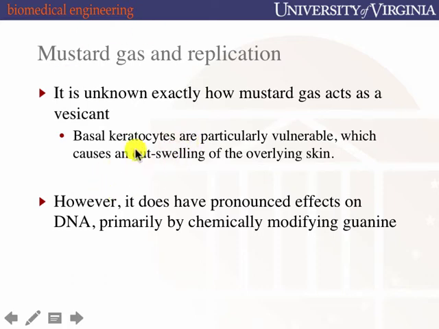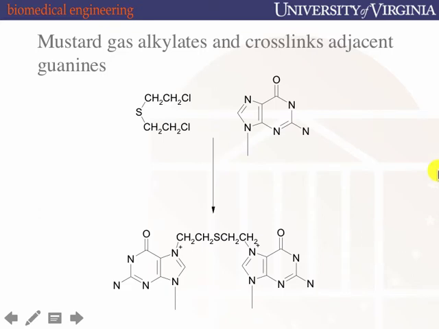Okay. So, however, if we look at mustard gas, it has a pronounced effect on DNA, primarily chemically modifying guanines. If we go back and look at the structure of mustard gas, it is this alkylating agent. Remember, this chloride is a good leaving group, and it will couple with these purine bases, and you can get everything from alkylation of one of these bases to full-on cross-linking of two guanine bases.